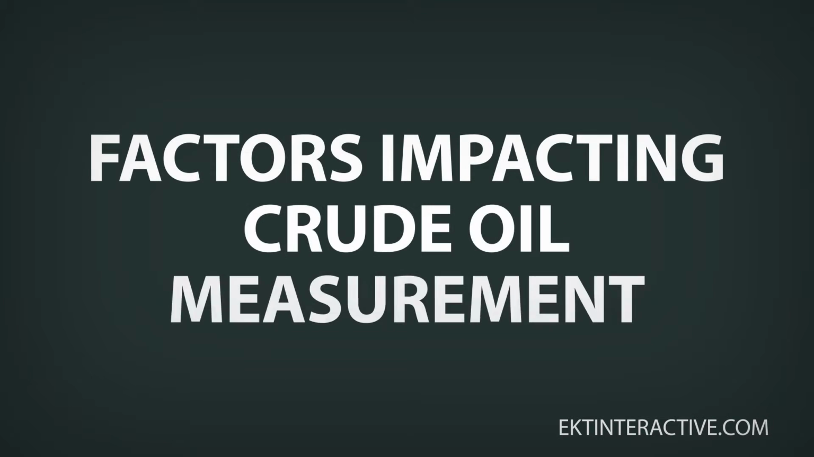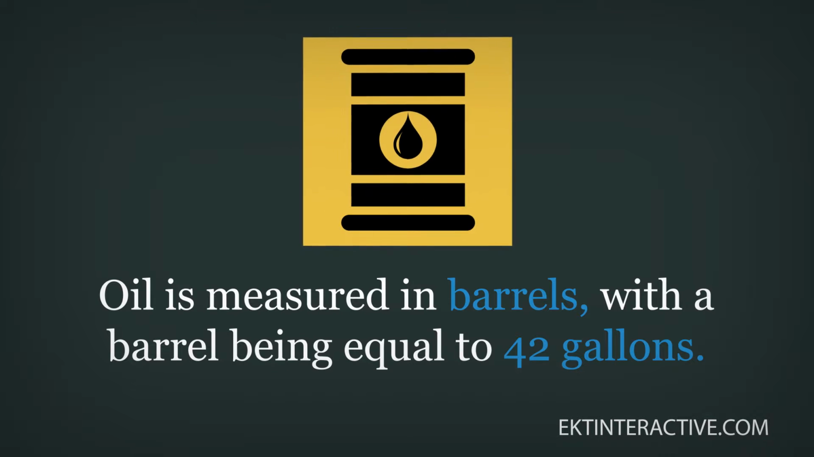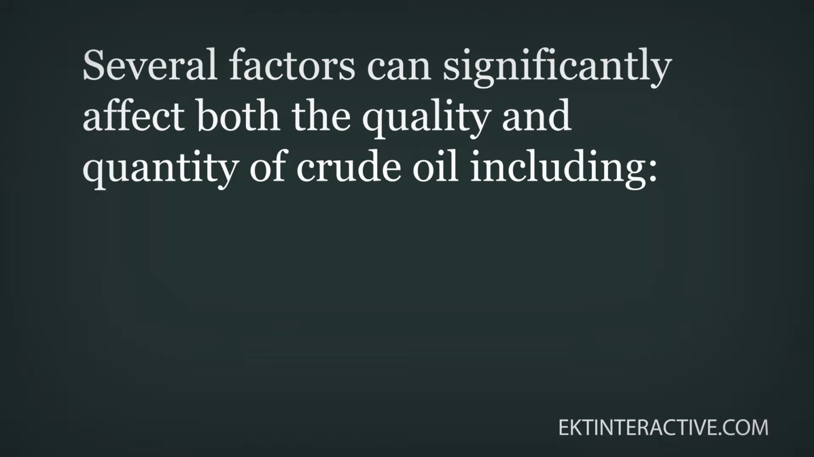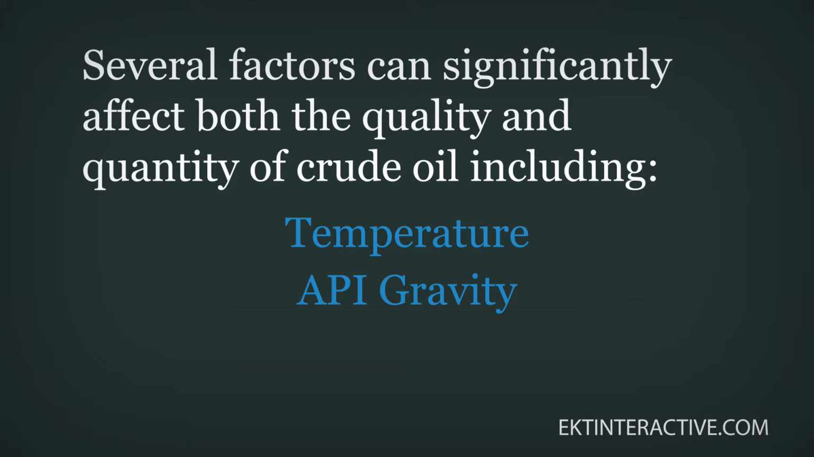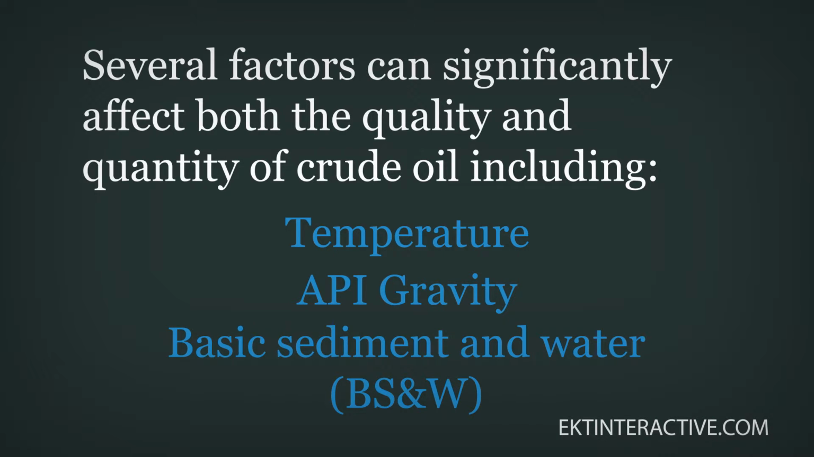First, let's discuss crude oil measurement. Oil is measured in barrels, with a barrel being equal to 42 gallons. Several factors can significantly affect both the quality and quantity of crude oil. These factors include temperature, API gravity, and the presence of basic sediment and water, often abbreviated as BS&W.